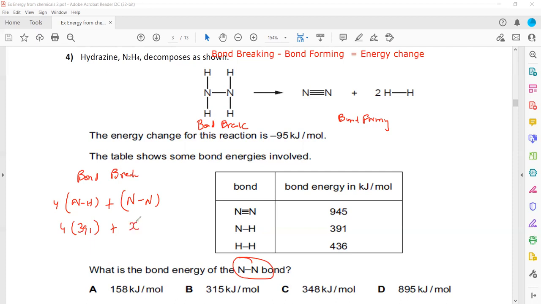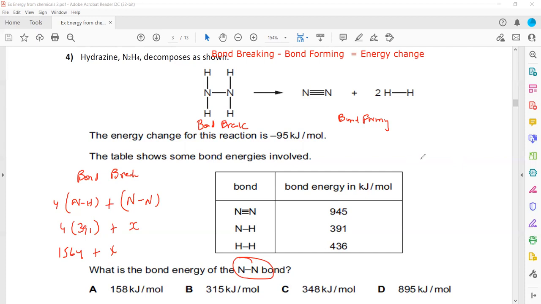You can even write NN or you can also write X. X means unknown. So it will be 391 multiplied by 4, that's equal to 1564. So 1564 plus X. That is bond breaking.